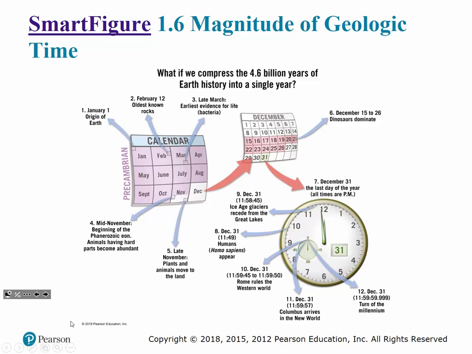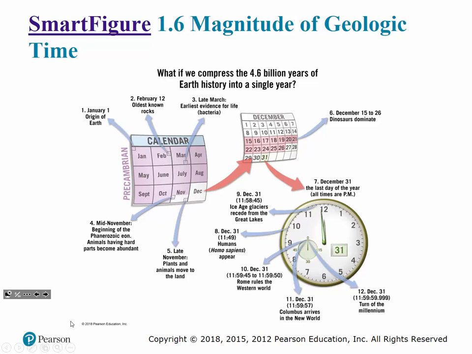years would actually only have a very short span of time in the whole geologic time scale of Earth. Once again, things that we think lasted a very long time, if you put them in the span of geologic time, they really didn't last that long. For example, the Ice Age, or the glaciers receding from the Great Lakes, that would occur at 11:58:45 seconds, okay, on December 31st.